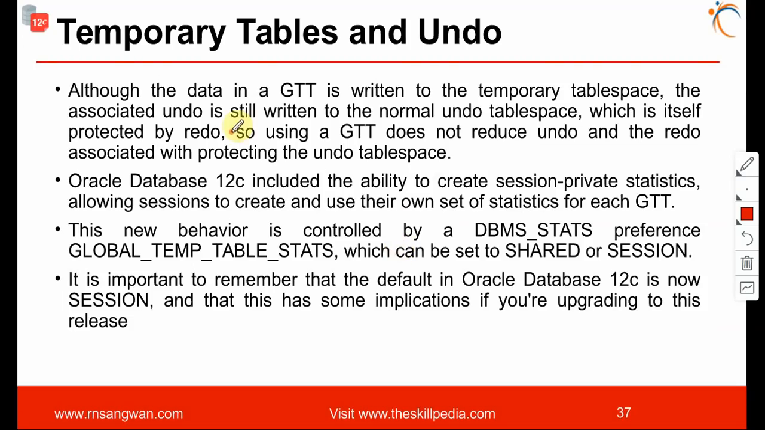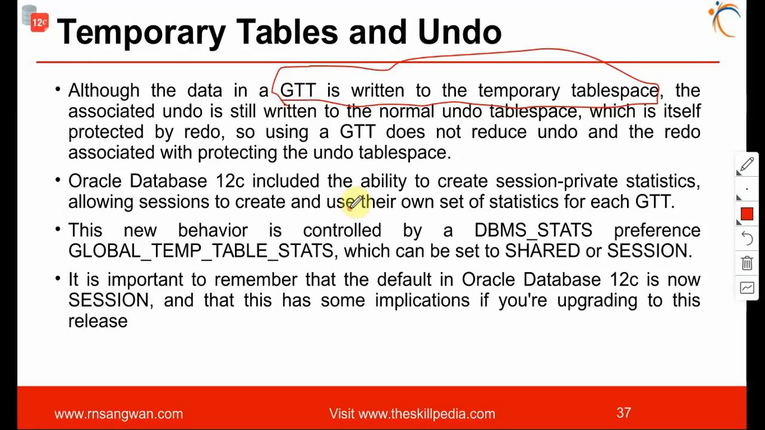Temporary tables and undo. Although the data in the global temporary table is written to the temporary table space, the associated undo is still written to the normal undo table space, which is itself protected by redo. So using a global temporary table does not reduce the undo and redo associated with protecting the undo table space.